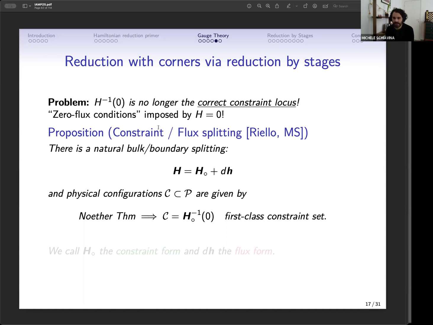Our way around is to show that, in fact, there is a natural decomposition of this momentum density into H naught and an exact term. And physical configurations, following Noether's theorem, are given by the zero-level set of this bulk component of the Noether current. A little terminology: we call H naught the constraint form because it's going to tell us what the constraints of the theory are, and dH is the flux form because it's going to tell us what the fluxes are.